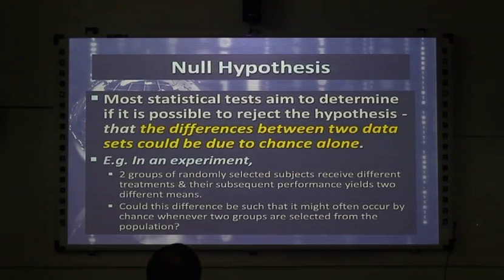As with our research, when we started off the research exercise, most statistical tests are looking to reject the null hypothesis. And the null hypothesis is that the differences between your two sets of data, or your two variables, could be down to chance alone. And you want to prove that it isn't. Well, you have to do that by proving that it's highly improbable that it's due to chance alone.